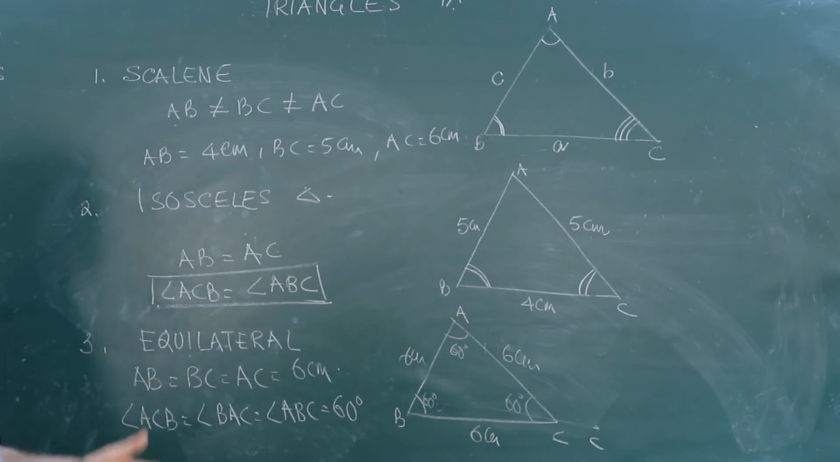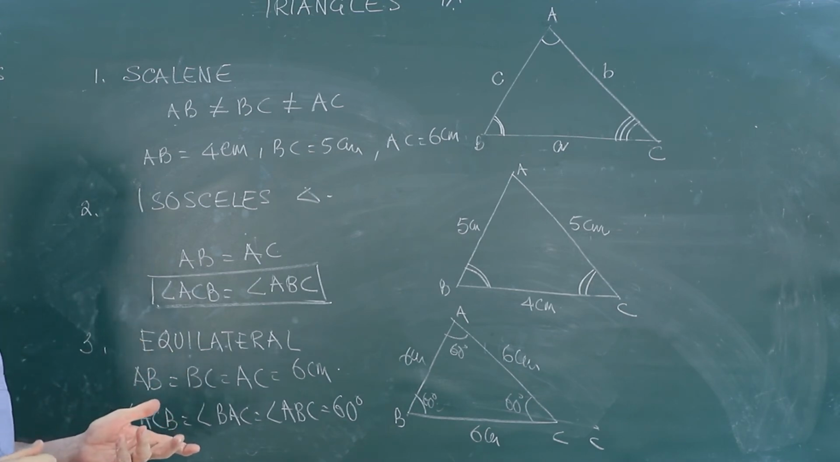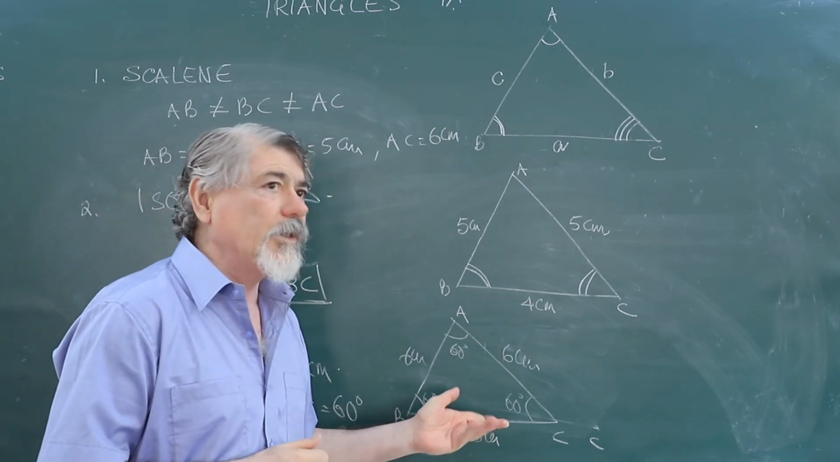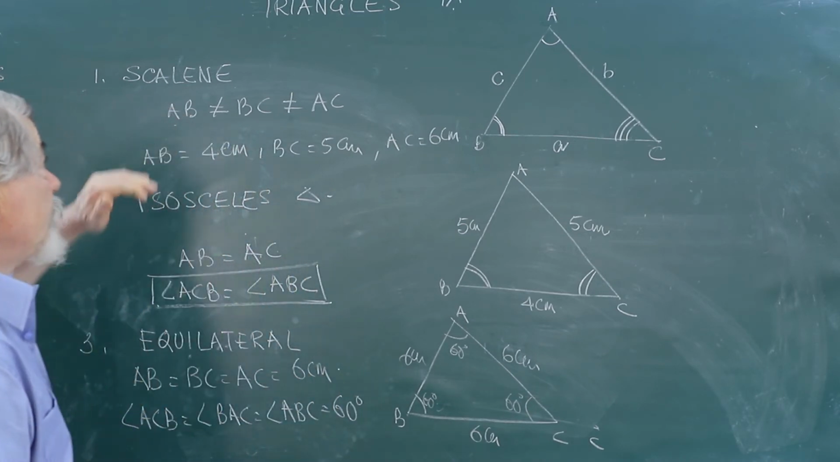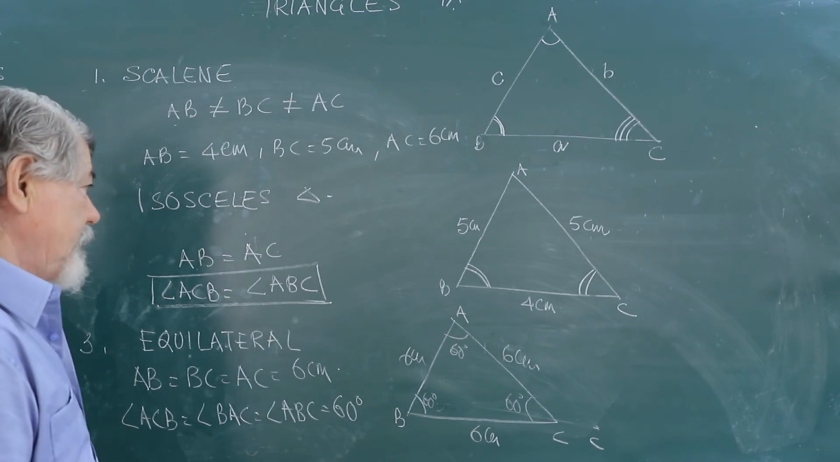In an equilateral triangle, all the three angles of the triangle will be equal. That is also one of the definitions of an equilateral triangle: if all the three angles of the triangle are equal, then it is an equilateral triangle. So this was the division on the basis of the sides.